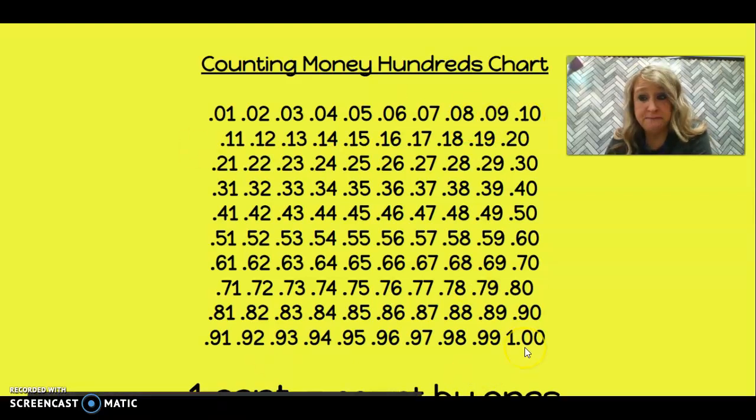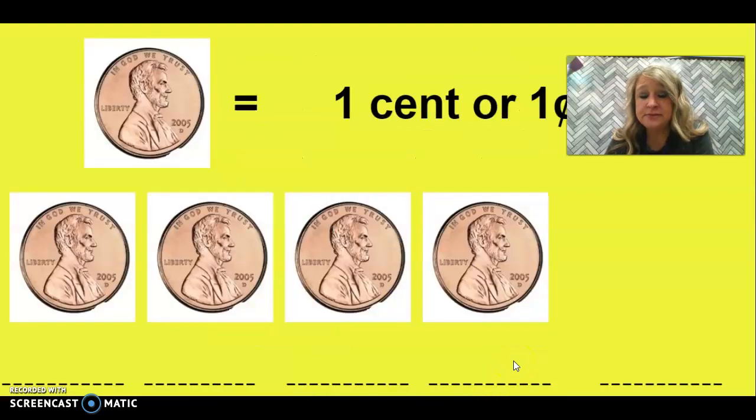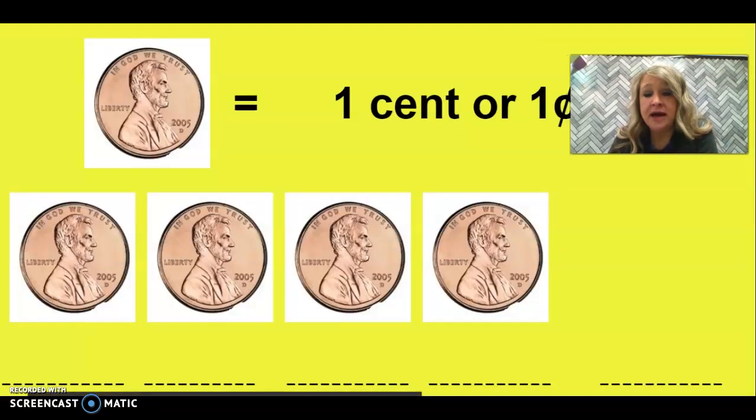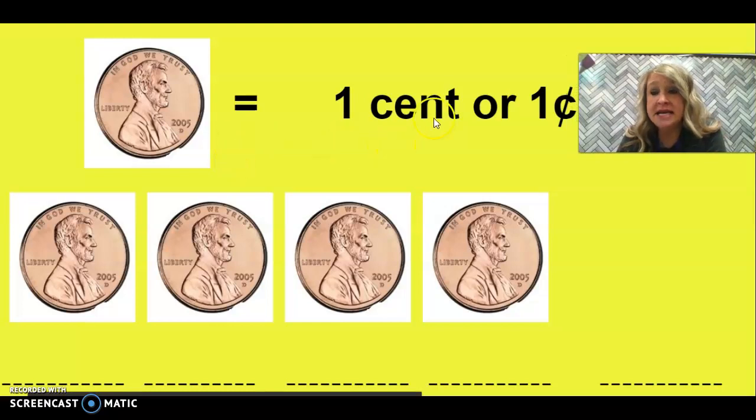When you get to 100, that's a dollar. There's 100 pennies in $1. Did you know that? Yeah. So when you count pennies, you are counting by ones. Remember that 1 penny equals 1 cent. Okay? The cent sign goes behind the penny. It goes after the number, how much money it is. So if this is 1 cent, we write the 1 and then we write the cent.